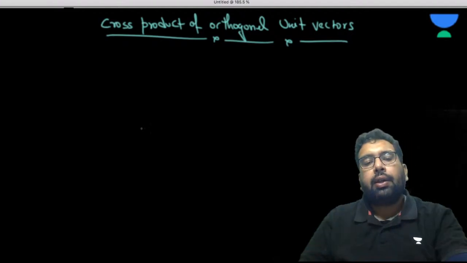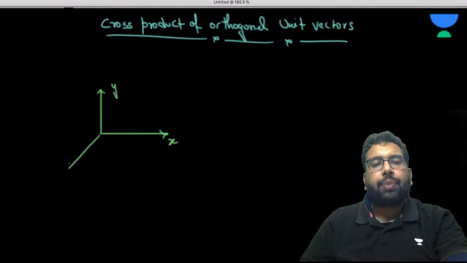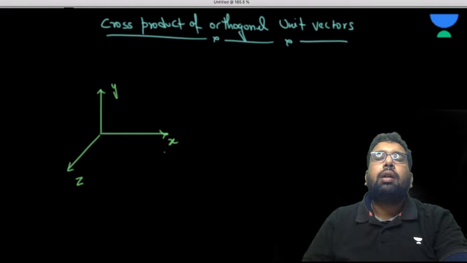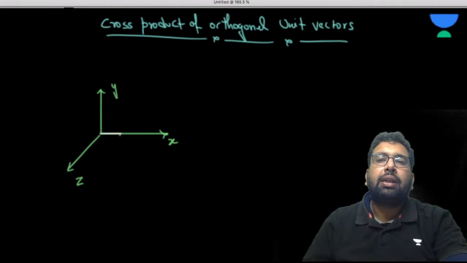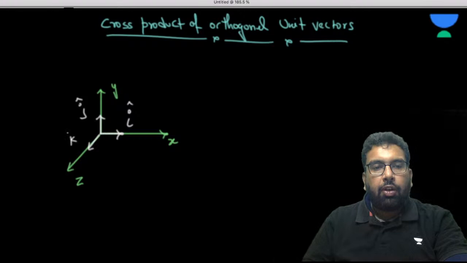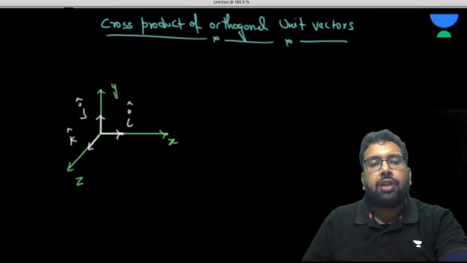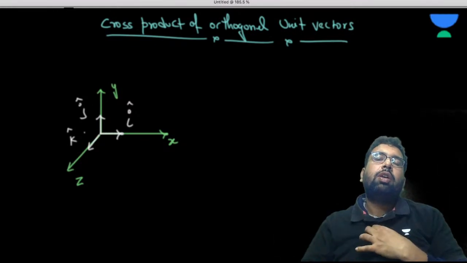Now in this case, what happens? Please observe. So this is going to be x, y, and z. Now we understand what the orthogonal unit vectors are. The orthogonal unit vectors are i cap, which shows the direction of x, j cap, which shows the direction of y, and k cap, which shows the direction of z. This much we understood previously.